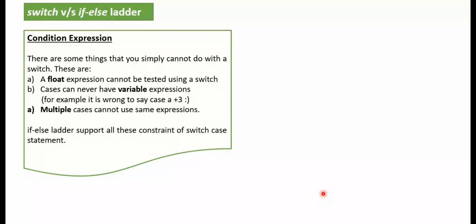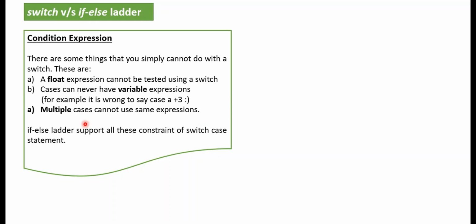Okay, the very first is the condition expression. There are some things that you simply cannot do with a switch. A float expression cannot be tested using a switch, as we have seen that the expression in a switch case statement is a constant value, whether it is an integer constant or a character constant. Cases can never have a variable expression. That means we cannot write case a plus 3. We have to write a constant value like case 3, case 4, case 5, and so on. Multiple cases cannot use the same expression, as we have already seen that each case constant has a different value from the others.